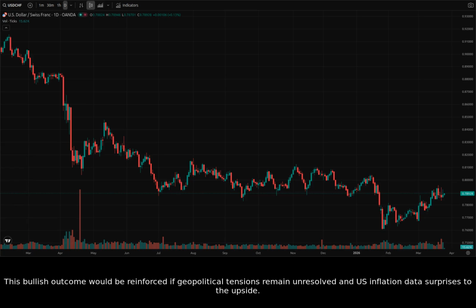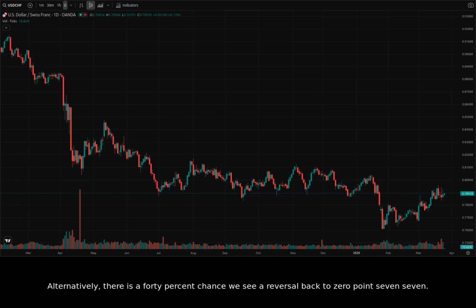This bullish outcome would be reinforced if geopolitical tensions remain unresolved and U.S. inflation data surprises to the upside. Alternatively, there is a 40% chance we see a reversal back to 0.77. This bearish scenario would likely be triggered by a confirmed ceasefire agreement and aggressive SNB intervention.